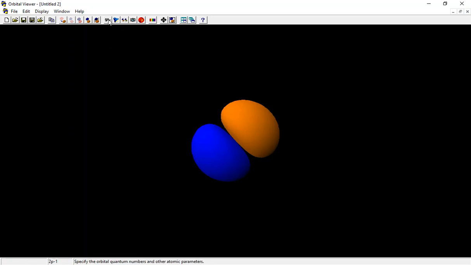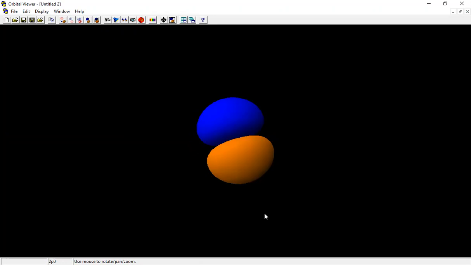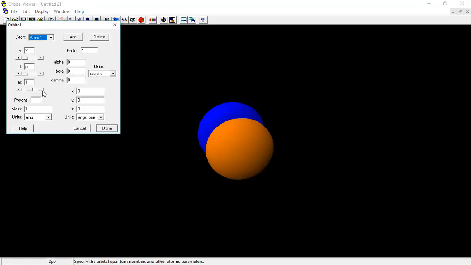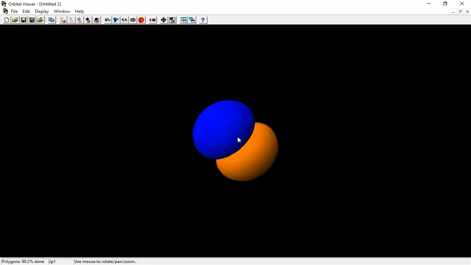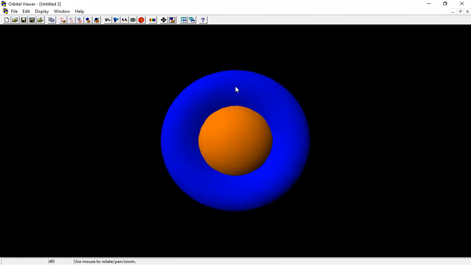Let's just change m sub L and see what happens. Okay, notice that we have the exact same shape, but the orientation in space has changed. Let's go to m sub L is equal to 1. So again, same shape, but just orientation in space. So the p orbitals are actually orthogonal to each other. So each one goes along an axis x, y, and z. And let's just start again at the very beginning so we can reset our spatial orientation.